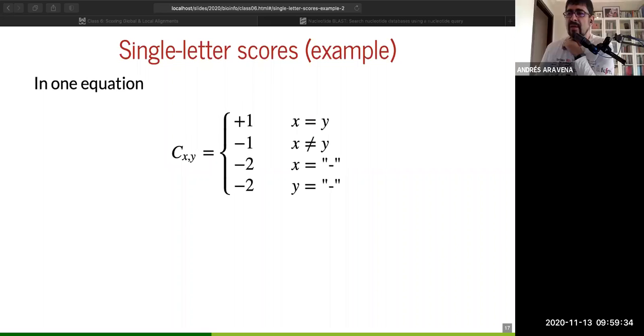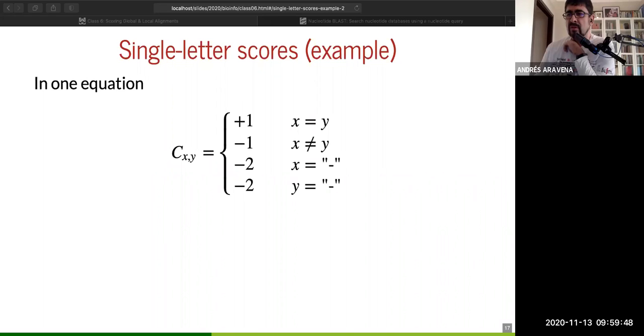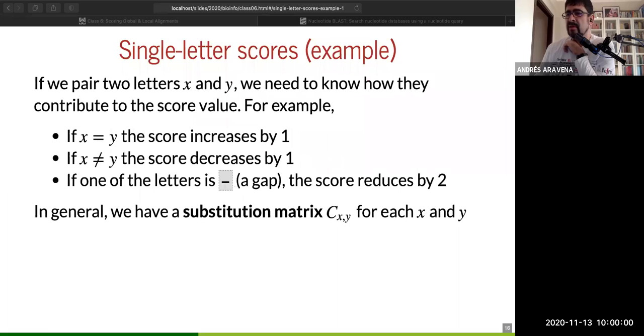If you are aligning two letters, you are aligning A to A, you get +1. A to C, you get -1. Gap to C, gap means that X is gap, then you get -2. A to gap, you get -2. What I'm saying is here, if one of the letters is a gap, the score is -2.